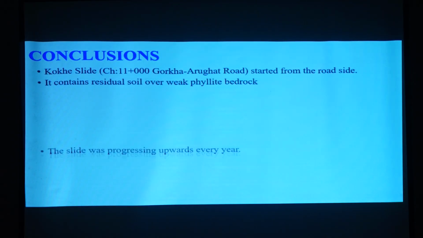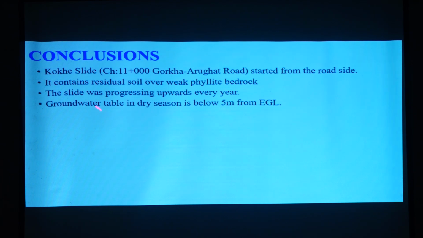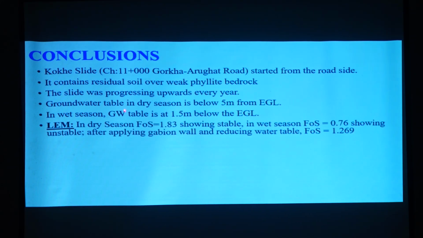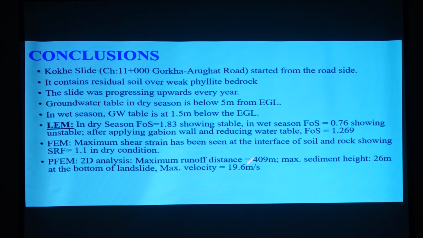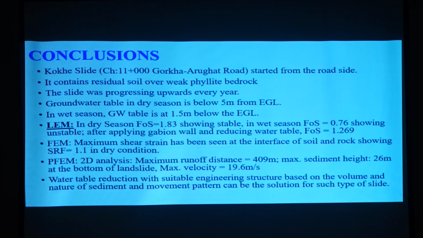For the landslide, the groundwater table in the dry season was 5 meters below the existing ground level, and in the wet season it was only 1.5 meters. And we determine the factor of safety like this. After applying the dewatering and reducing the water table, the factor of safety is 1.26, and it's stable now. The maximum runout is 4.9 meters, and the maximum sediment deposition is 160 at the bottom of the landslide. The maximum velocity is 19.6 meters per second. Water table reduction is suitable as an engineering measure based on the volume and nature of the sediment and the movement pattern. That can be a solution for such types of slides.